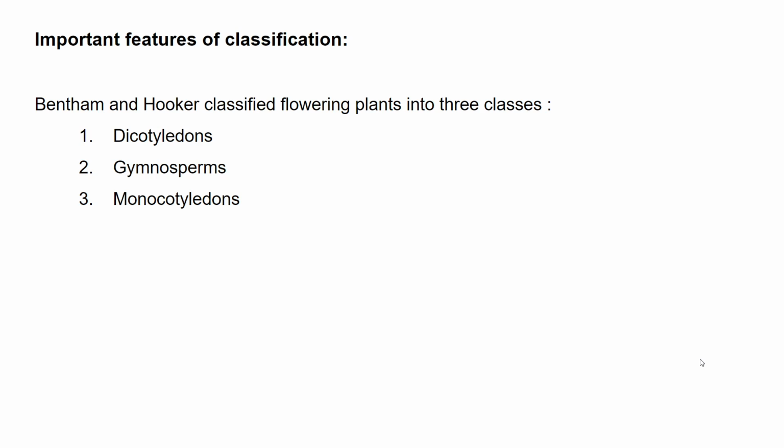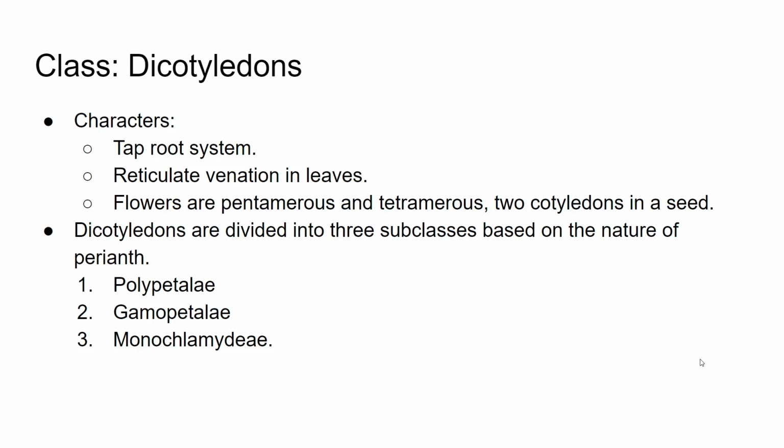Bentham and Hooker classified flowering plants into 3 classes. They are dicotyledons, gymnosperms, and monocotyledons. Then class dicotyledons. In dicotyledons, taproot system, reticulate venation in leaves, flowers are pentamerous and tetramerous, 2 cotyledons in a seed. These are dicotyledons characters. Dicotyledons are divided into 3 subclasses based on the nature of perianth. They are Polypetalae, next Gamopetalae, and Monochlamydeae.